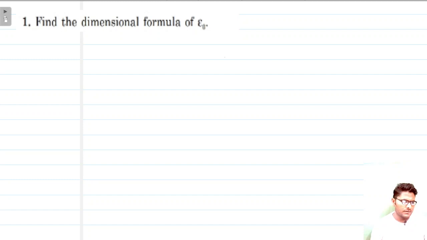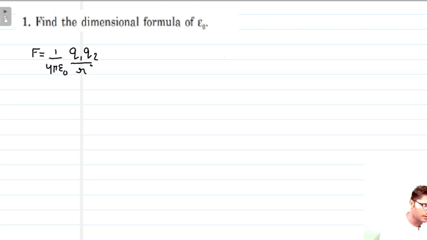and the question here is: find the dimensional formula of epsilon naught. So let us start with the first question. The question here is demanding the dimension of epsilon naught. As you all know, electrostatic force may be written as 1 over 4 pi epsilon naught into Q1 Q2 over R square. So as you can see, epsilon naught is in the equation.